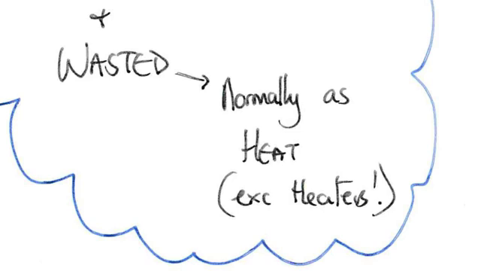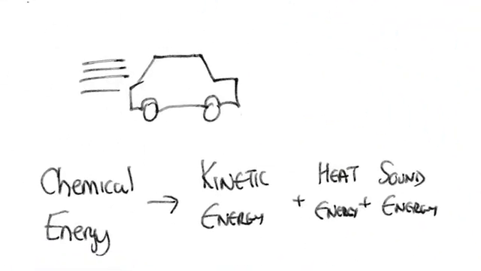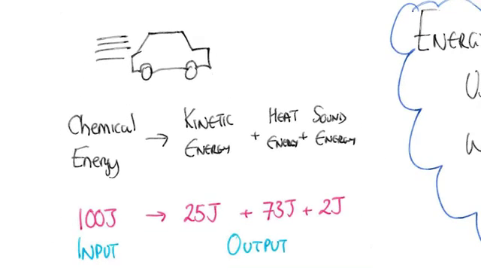But normally, with most devices like lights and cars and other electrical devices, we don't want to be producing heat. Let's give an example. We've got a car moving, and what's happened is the chemical potential energy in the petrol gets changed to kinetic energy, moving energy, plus heat energy, plus sound energy. If you measure the amounts, out of the 100 joules of energy put in from petrol, you might get 25 joules of kinetic energy, 73 joules of heat energy, and 2 joules of sound energy.